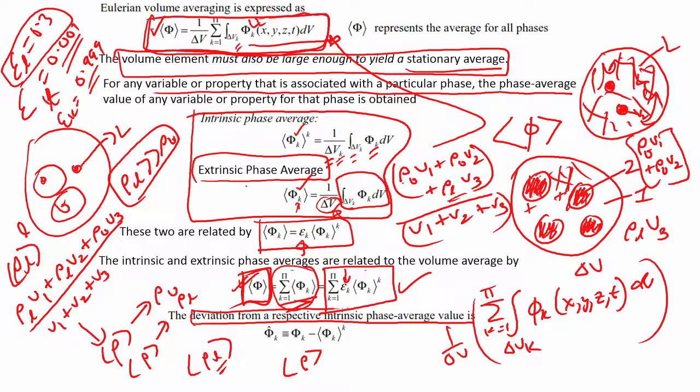from a respective intrinsic phase average value. Say you take any quantity phi k, remember here phi k is a field quantity. So, that means it varies even within that elemental volume of that particular phase, right. So, when you take this phi k averaged over the individual phase, there will be some kind of a dispersion, right. It is like a fluctuation, it always happens.